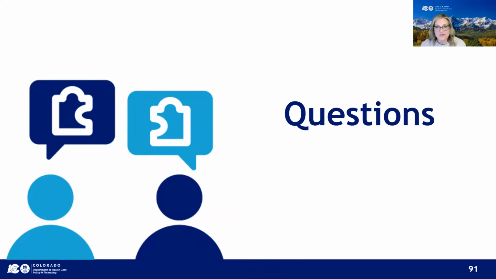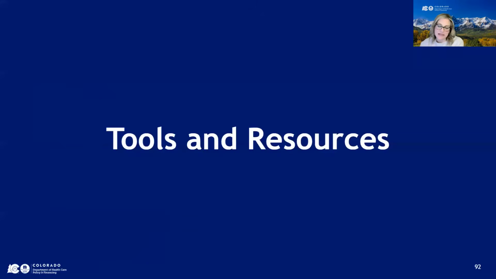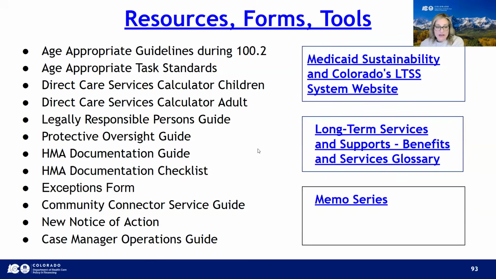Next, I'm going to give you guys some tools and resources. This page of resources, forms, and tools here is pretty comprehensive, right? We have a lot of different things out there for you. They're located on the resources, forms, and tools page. The age-appropriate guidelines, reference document to use during the 100.2, age-appropriate task standards, direct care service calculators, LRP guide, protective oversight guide, HMA documentation guide, member checklist, the exceptions form, Community Connector Services Guide, your new notice of actions, and your case manager operations guide, all out there and available for you.